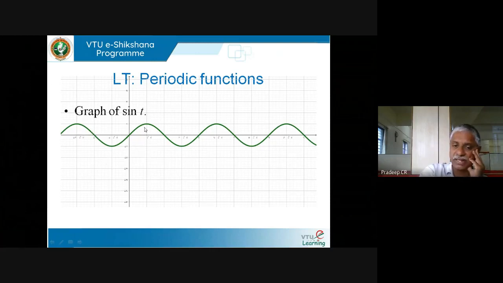We know very well that the sine function is never bigger than plus 1 or smaller than minus 1, and we know this is the graph of the sine function. We know this well.